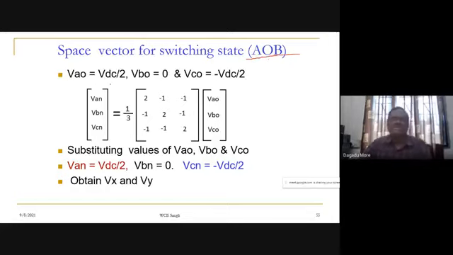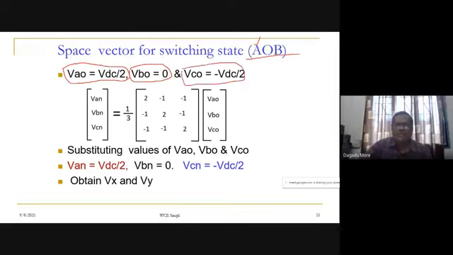So here A means VAO is plus VDC by 2. O means VBO is 0. And B means VCO is minus VDC by 2. Okay, we have taken a random state here. So once the switching state is given, AOB, then we can use this.